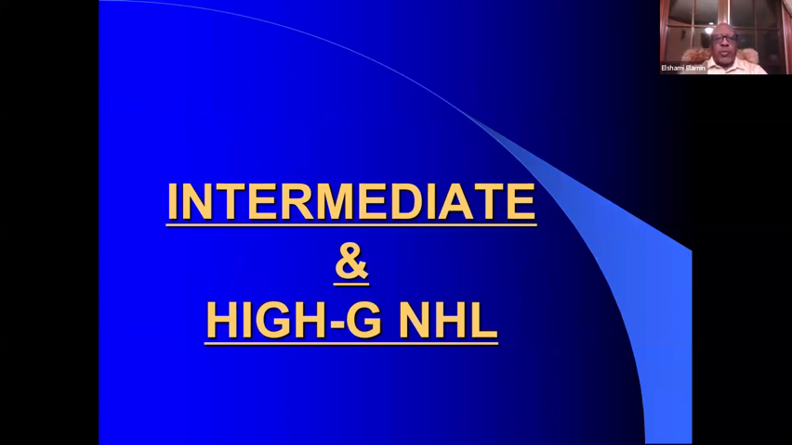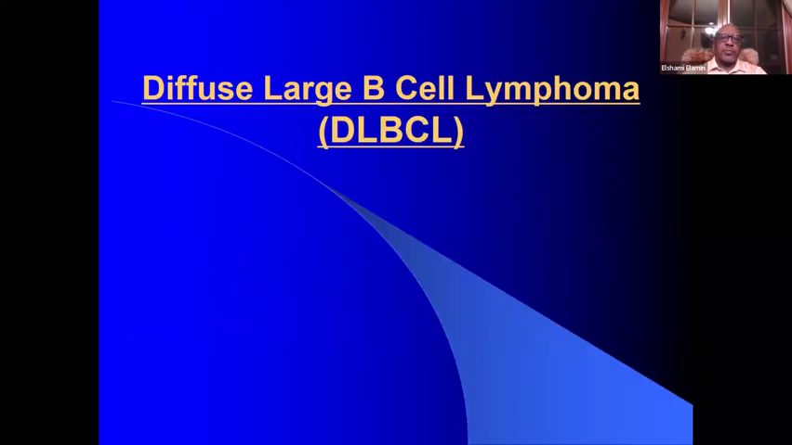Intermediate and high-grade lymphoma, if you remember, the classification usually is defined as low grade, intermediate grade, and high grade. So this is intermediate grade and high-grade lymphoma together. The most important in this category is diffuse large B-cell lymphoma, DLBCL. So I'm going to start with the case, so it may keep us on track when we go through the slides.